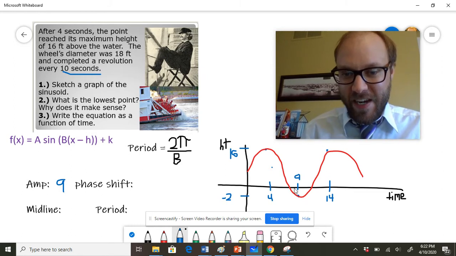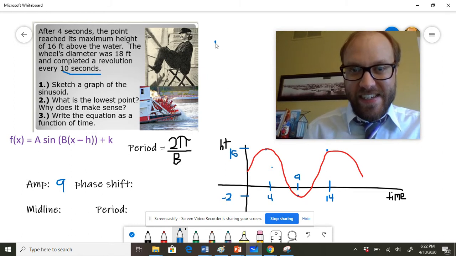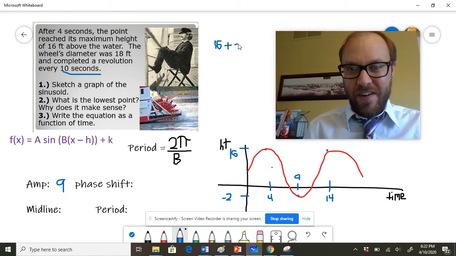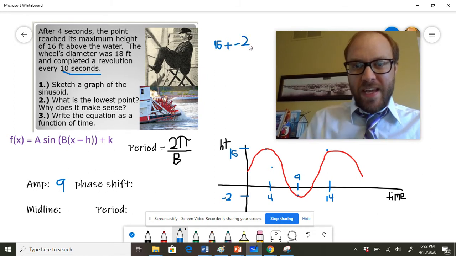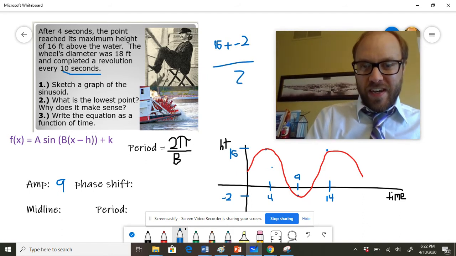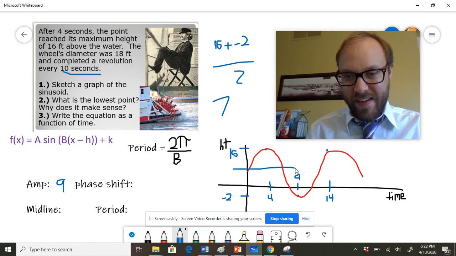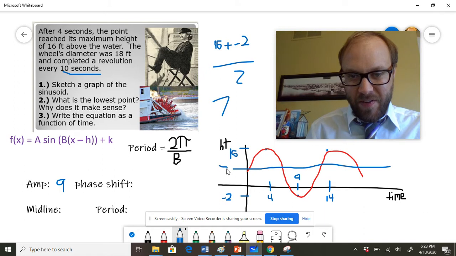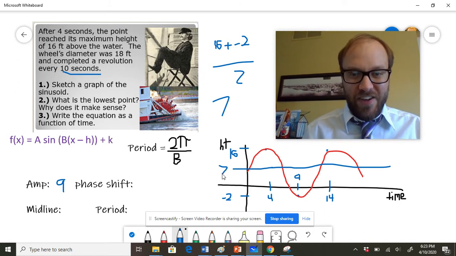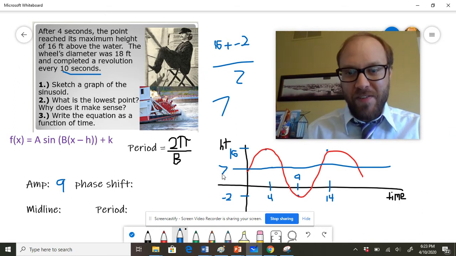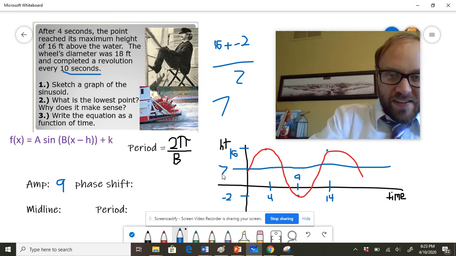The midline is going to be exactly halfway between 16 and -2. So you can average 16 and -2, add them together, and divide by 2. And you should end up with your midline being at 7. Okay, so that's where my midline is going to take place. It's going to cut through here at 7. Notice you go up 9 to 16 and you go down 9 to -2. And so in general, that's what my graph is going to end up looking like. So the midline is going to be at y equals 7. I'll go ahead and put that in.